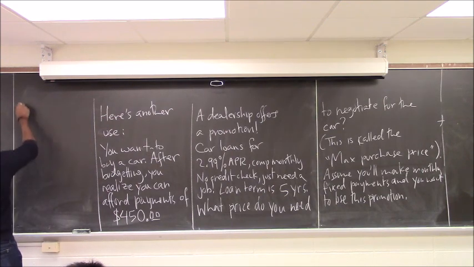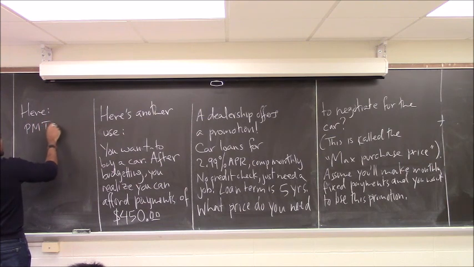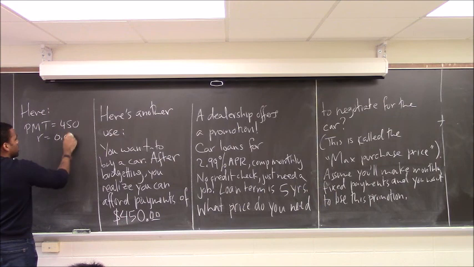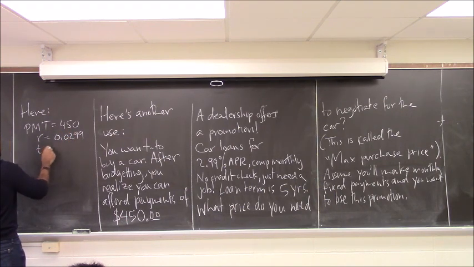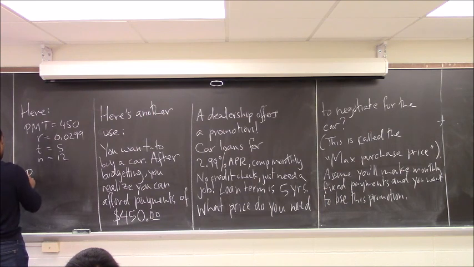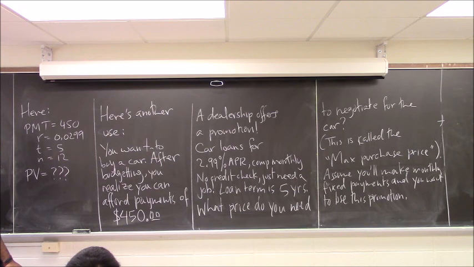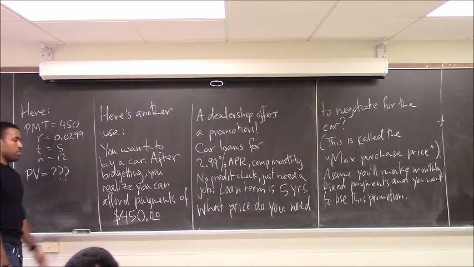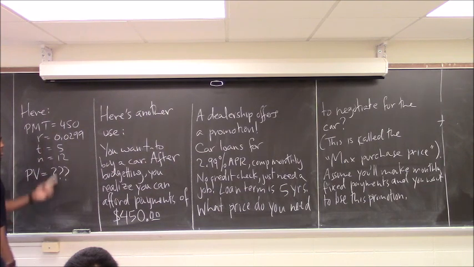So here, you know what the payments should be. 450 is going to be the maximum. R is going to be 0.0299. T is going to be 5, N is going to be 12. And basically what we are looking for would be considered the present value in this case. How much money do I need to borrow now so that I can pay it off using 450, 12 times a year?